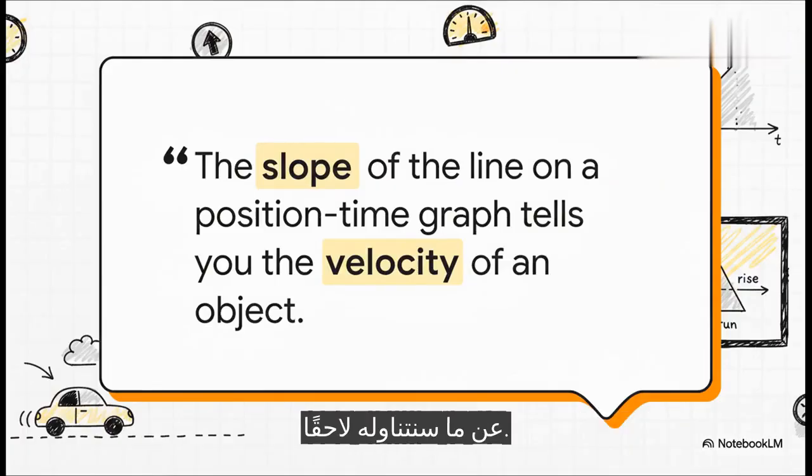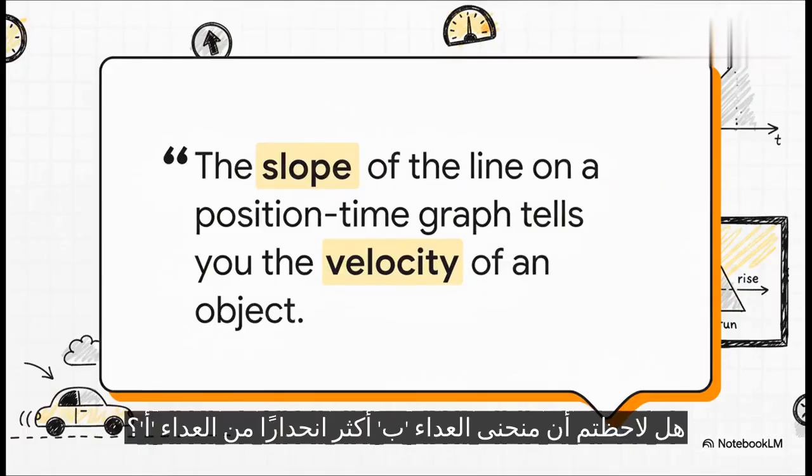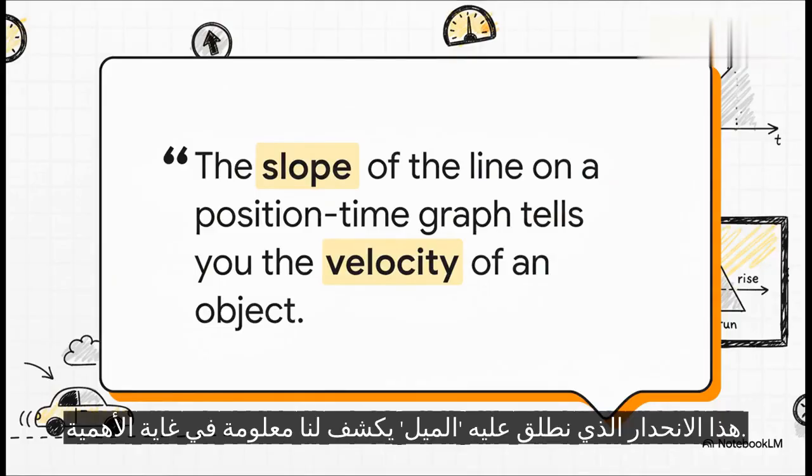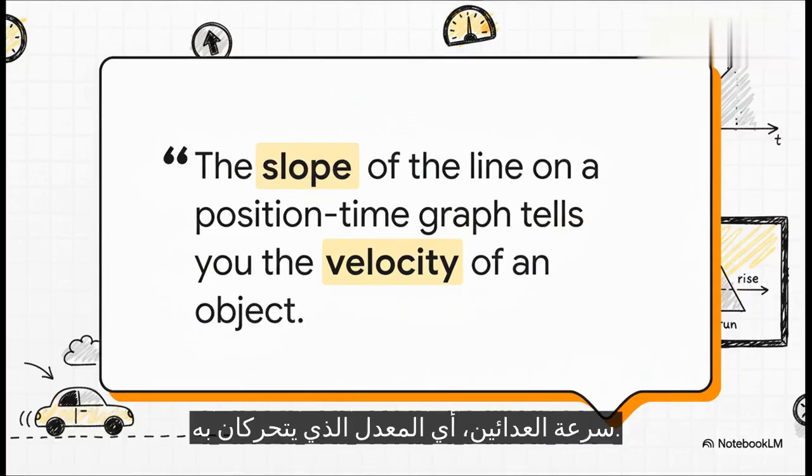Okay, and here's a little sneak peek for what's coming up. Did you notice how runner B's line is steeper than runner A's? Well, that steepness, we call it the slope, tells us something super important. It tells us about their velocity, basically how fast they're going. We'll dig way more into that later, but it's a huge piece of the puzzle.